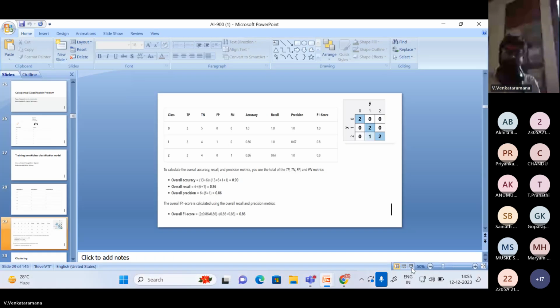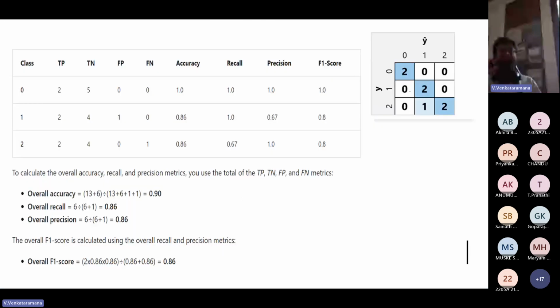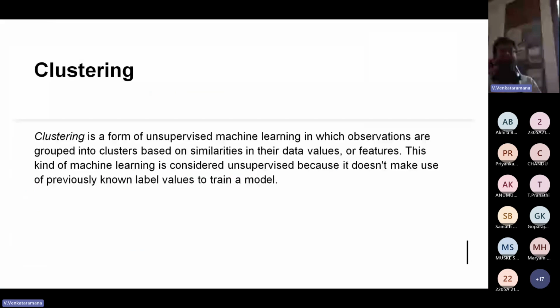So clustering, as I said earlier, is a form of unsupervised relational learning in which there is no label data, only input data. Only input features are available. And we group the input data, the input features, into different clusters, different groups, based on the similarities between the data points or between the features. So that is called the clustering problem.